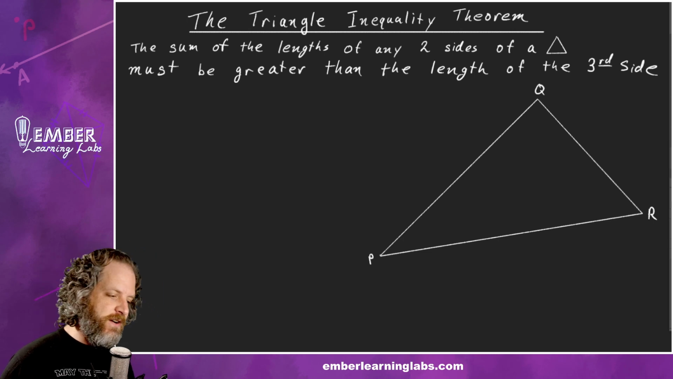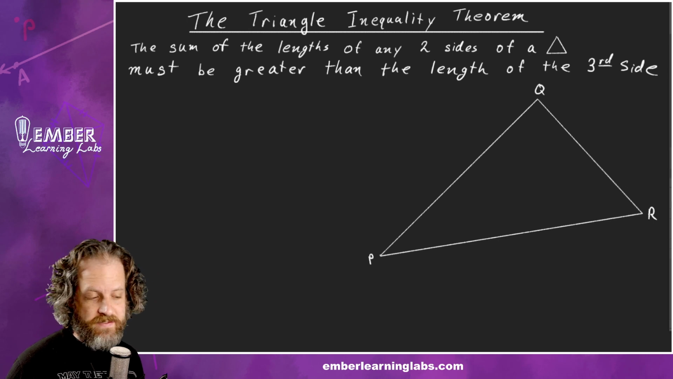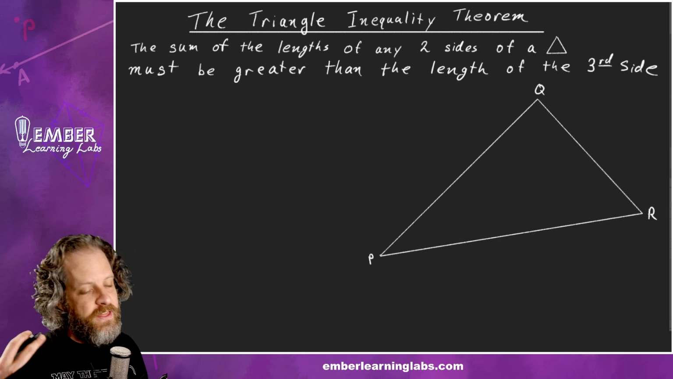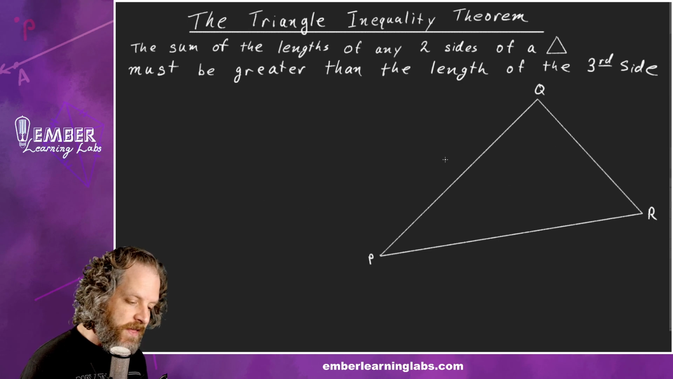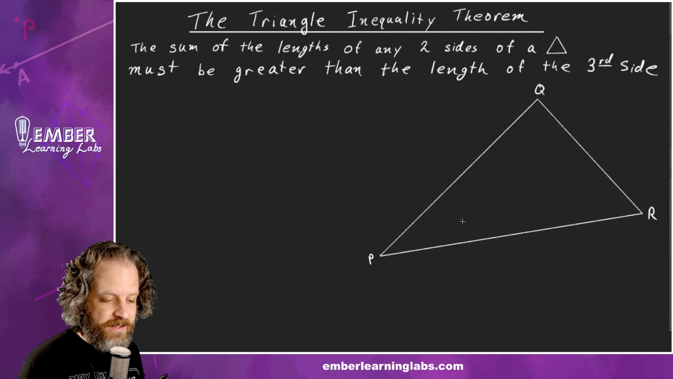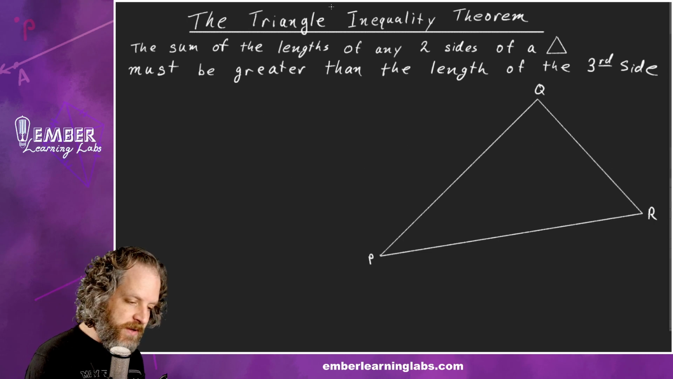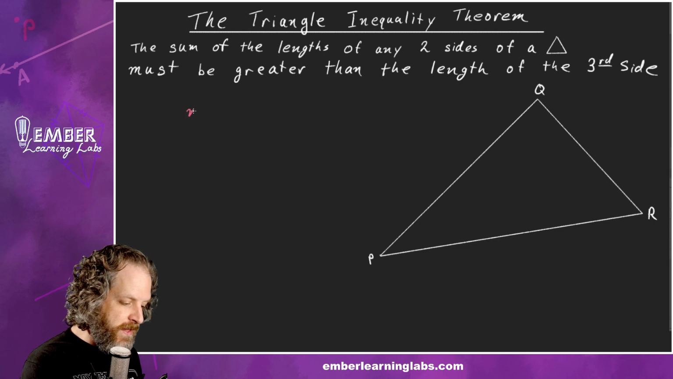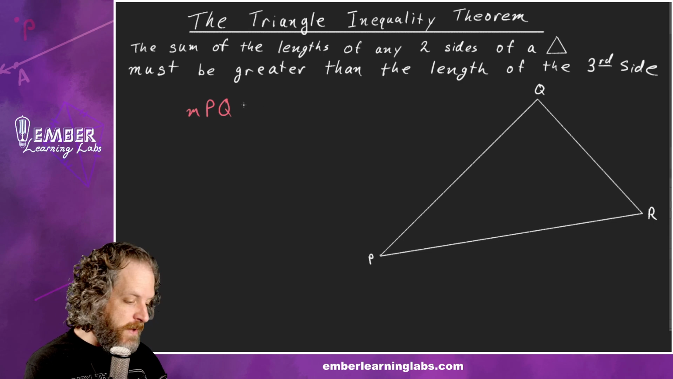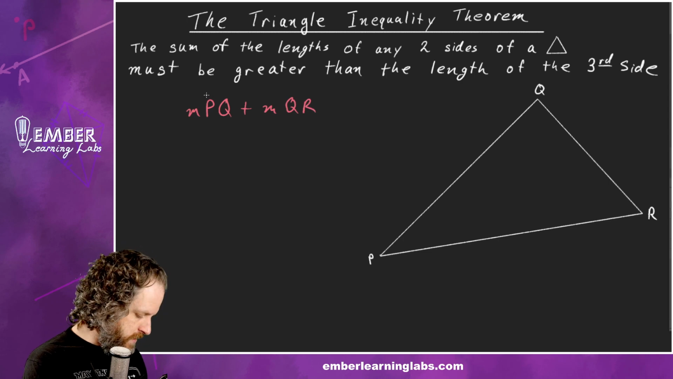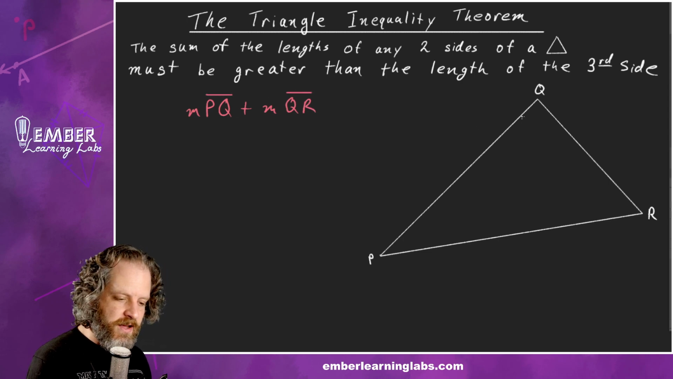So the triangle inequality theorem says the sum of the lengths of any two sides of a triangle must be greater than the length of the third side. So it's pretty straightforward. If we look at this example, we can write 3 little inequalities. Because of this theorem, the measure of PQ, so this length, has to be, excuse me, plus the measure of QR.